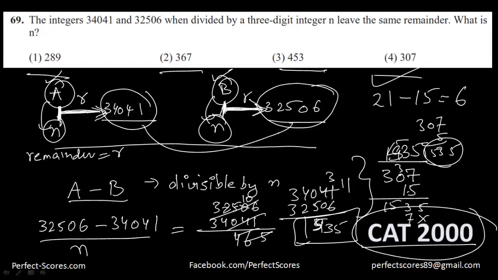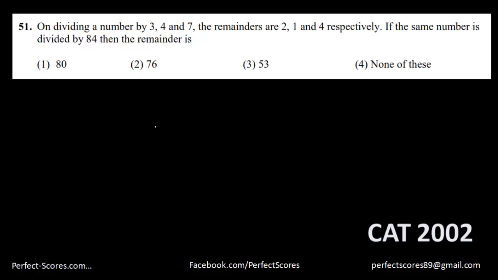So suppose you're understanding this, guys. Moving forward, now the question says that on dividing a number by 3, 4, and 7: if I divide a number by 3, the remainder is 2. If I divide a number by 4, the remainder is 1. And if I divide a number by 7, the remainder is 4 again.